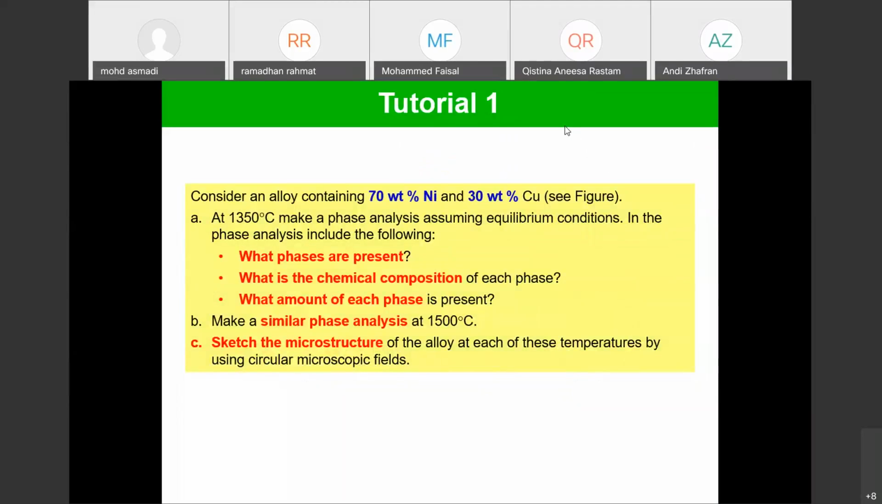So let's do this tutorial one together. But you have to try first and post in the Padlet so that we can discuss together. You can discuss with your friends also.